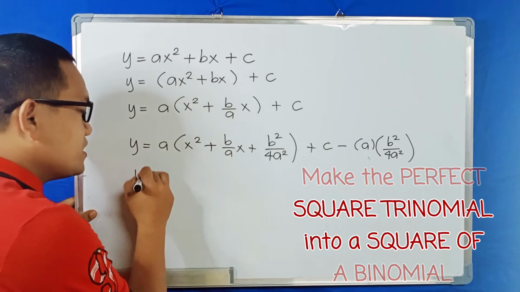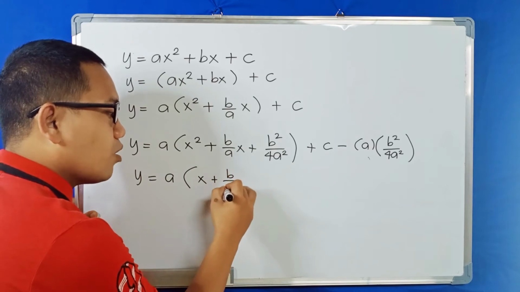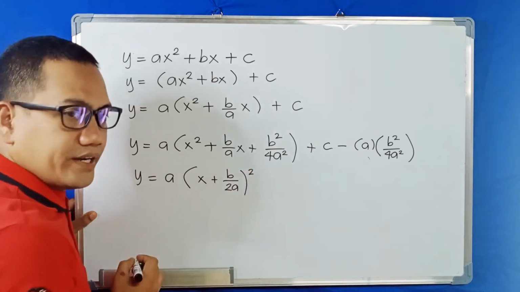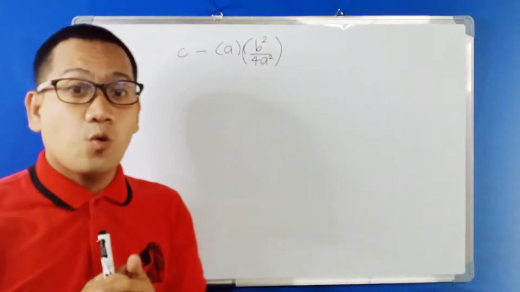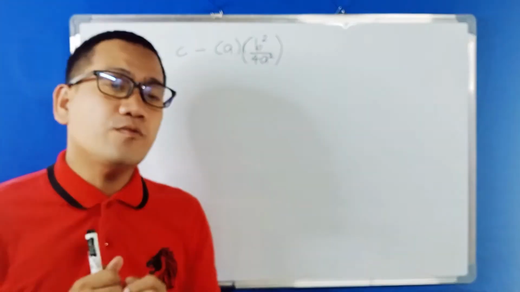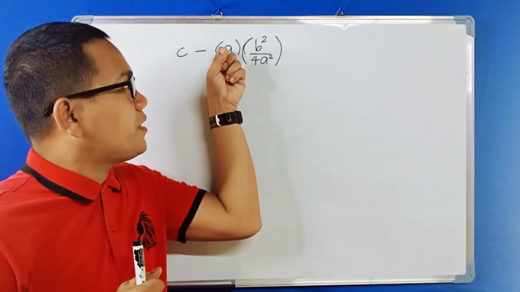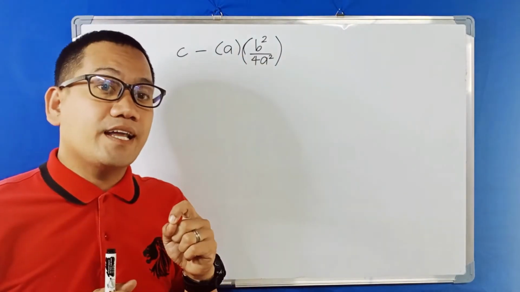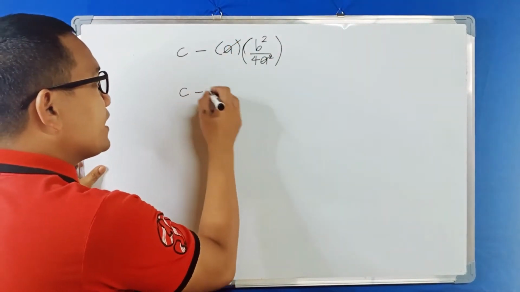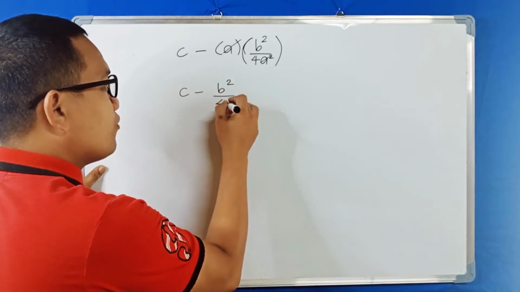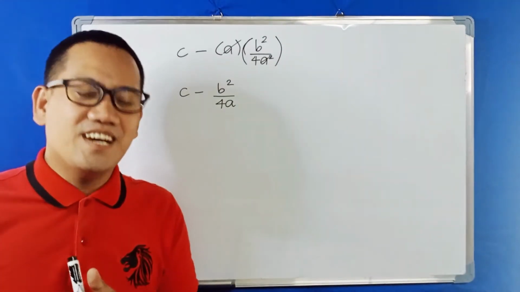So we will have y = a(x + b/2a)². Then we'll also combine this one, c minus a times b squared over 4a squared. First thing we need to do is to get the product of these two. Since a is present both in the numerator and in the denominator, we can cancel it out. So it leads us to c minus b squared all over 4a, since a squared is the result when we square a by itself.